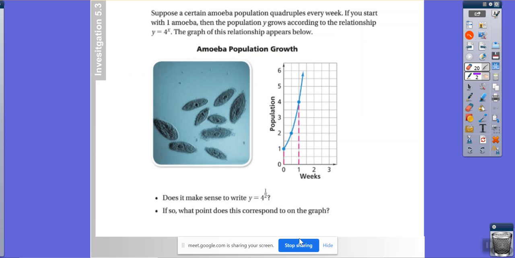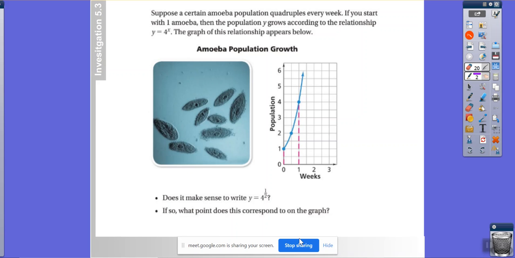So now, if you start with one amoeba, then the population y grows according to the relationship y is equal to 4 to the x power. In other words, this is a typical exponential growth equation. The graph of this relationship appears below, and we have this nice little graph plus some amoebas.